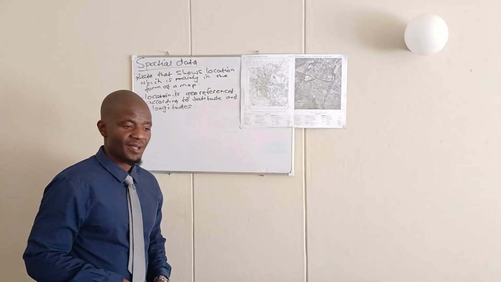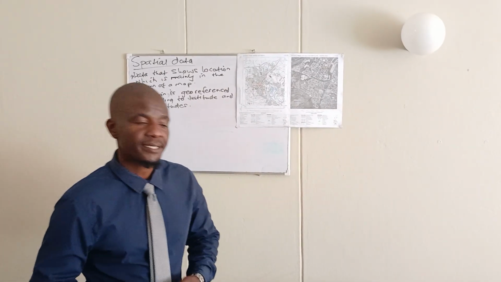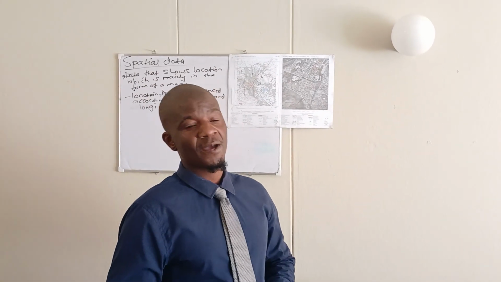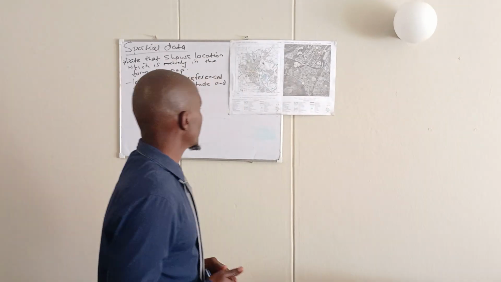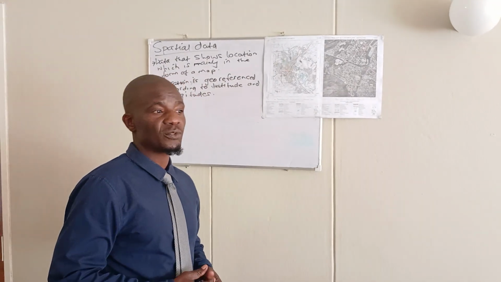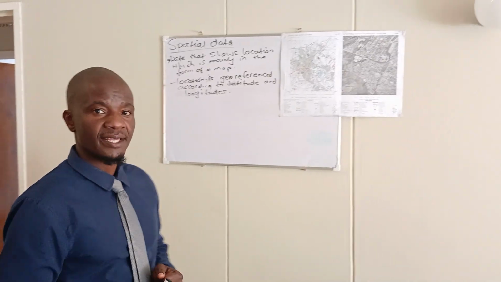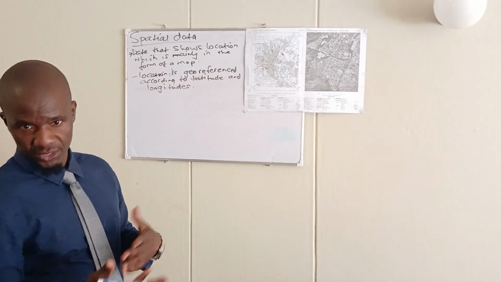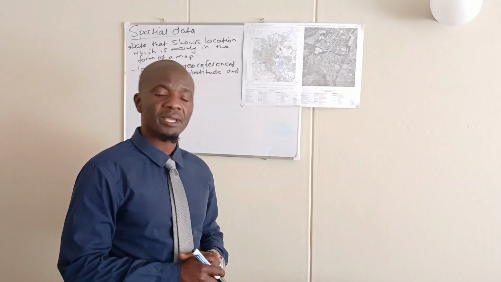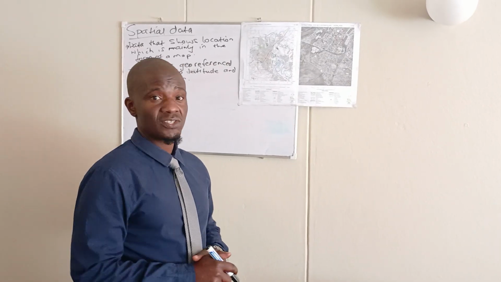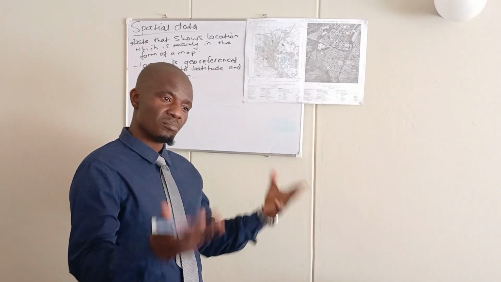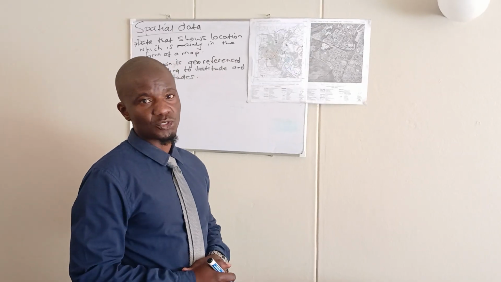Okay, good afternoon. Today I'm going to look at what we call vector data. Usually if you look at a topographical map, you'll see that we've got features. They can be natural, and some of them can be constructed or man-made features. These features are represented as lines, points, and polygons. This is what I'm going to talk about.